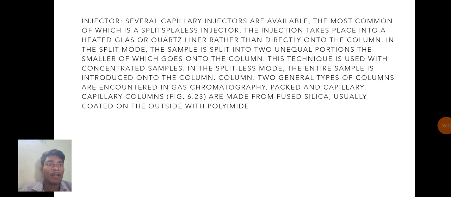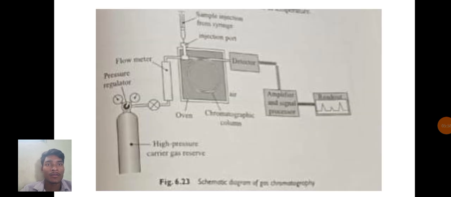Column. Two general types of columns are encountered in gas chromatography, packed and capillary columns. Capillary columns are made from fused silica, usually coated on the outside with polyimide. This is the diagram of the chromatography. So many parts are there.